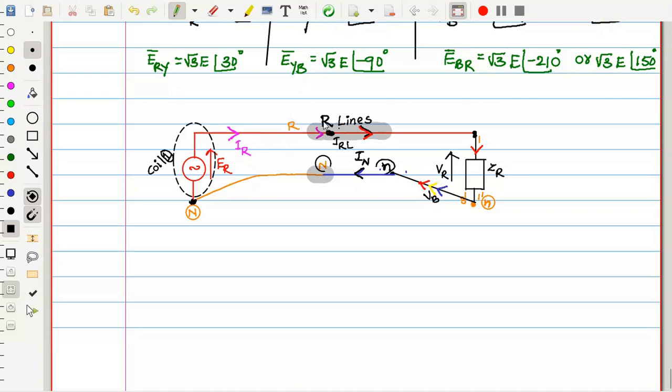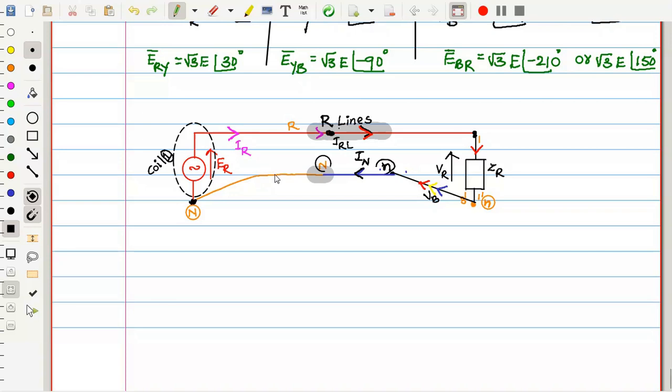What is the voltage between R and N? R and N voltage is ER. Okay? Fine. Next, as there is no impedance here, the voltage across R and N is ER. That should be clear for everybody. Next, the same voltage will be applied across the ZR.